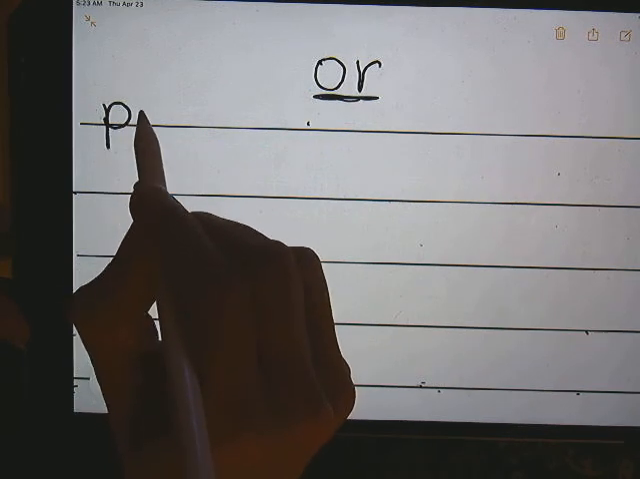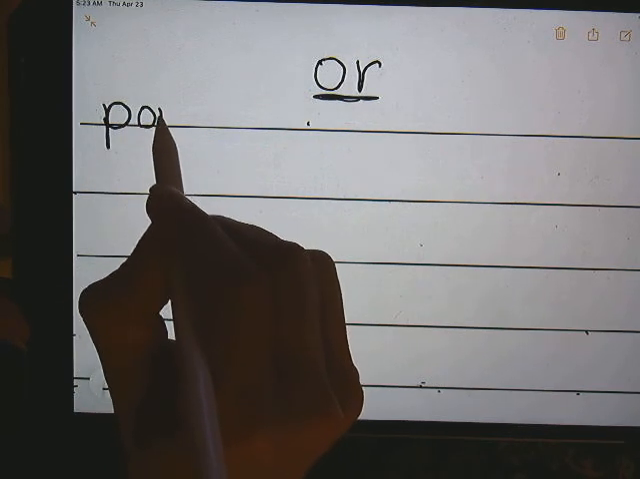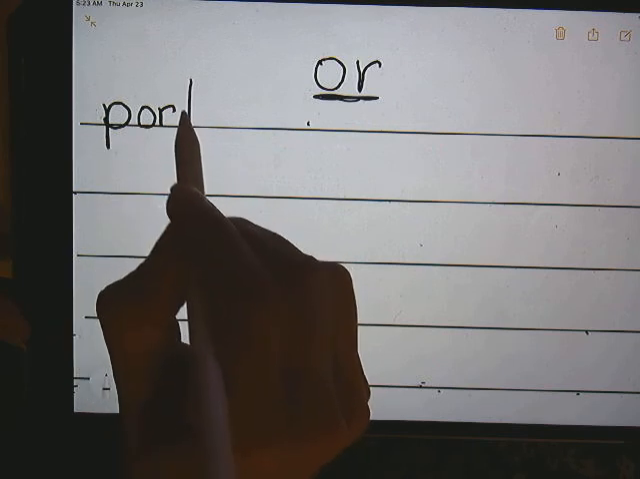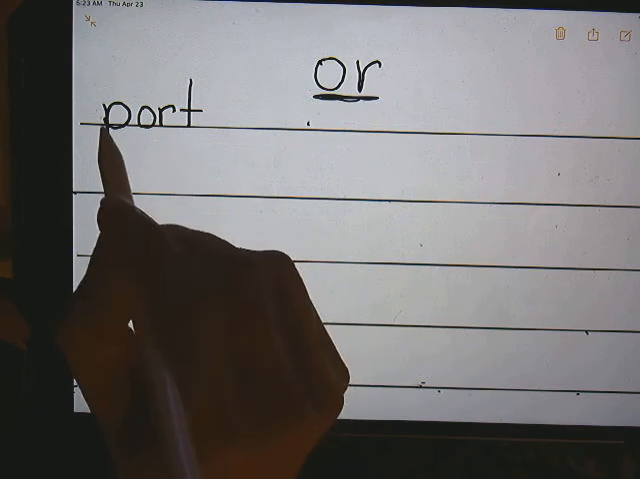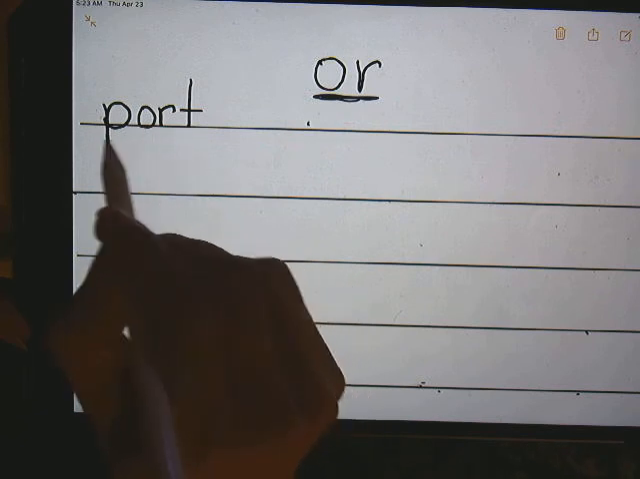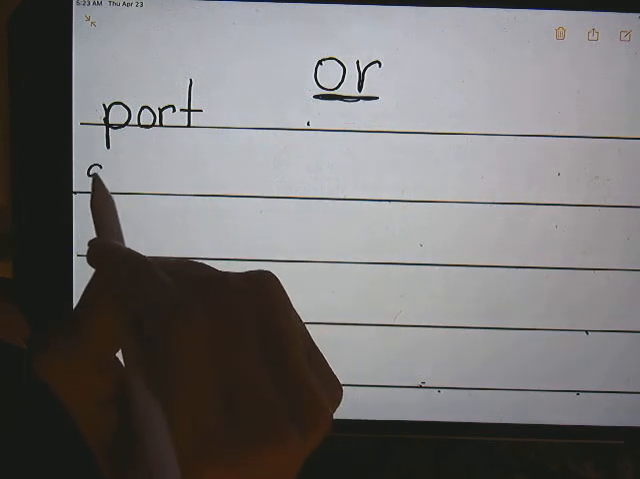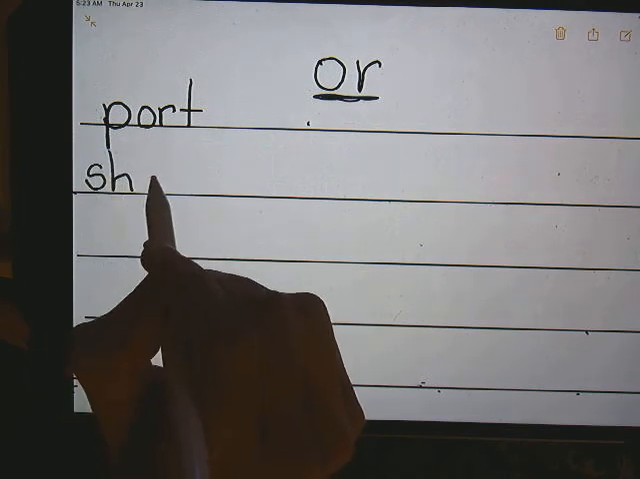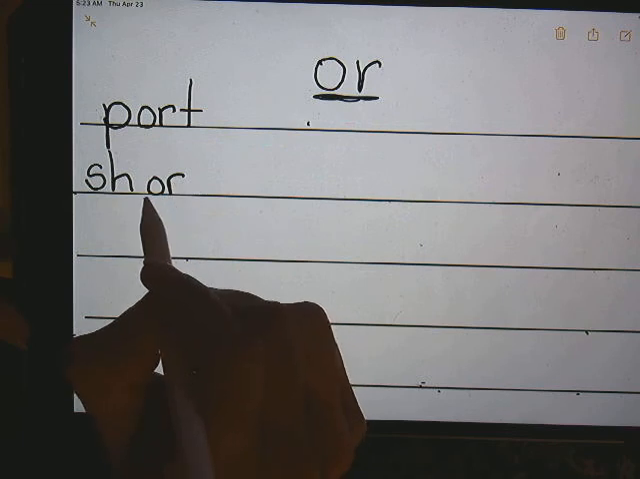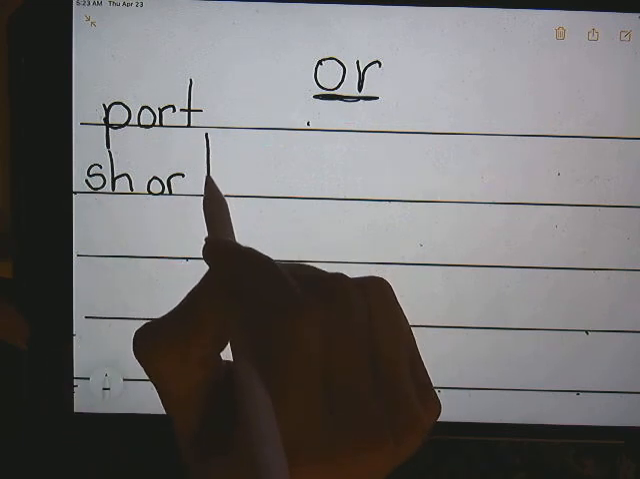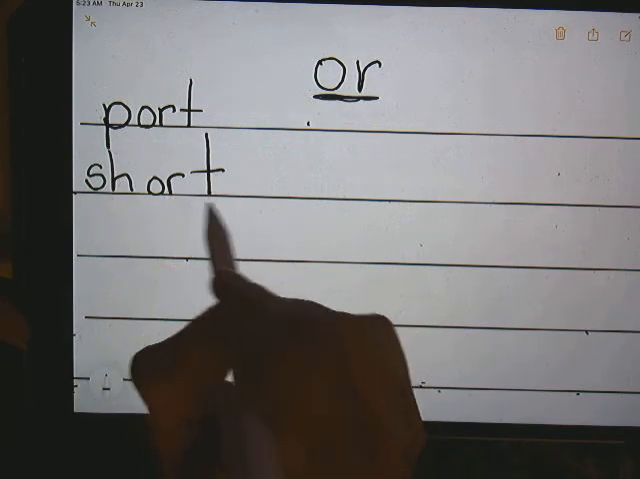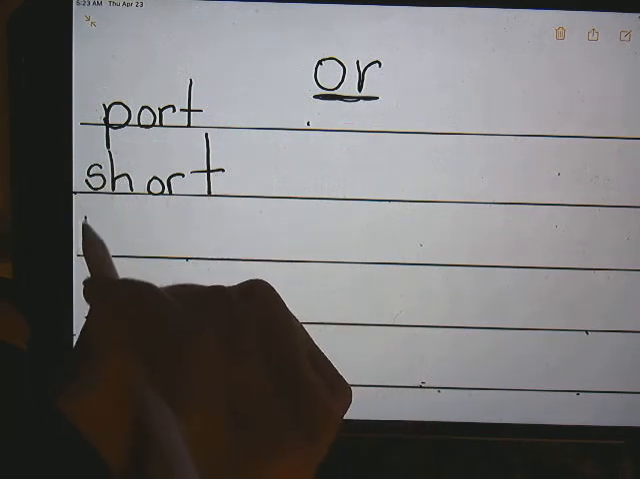Sound. Sound. Or, blend pour. Sound. Blend port. Word port. Sound. Sh. Sound or, blend shore. Sound t, blend short. Word short.